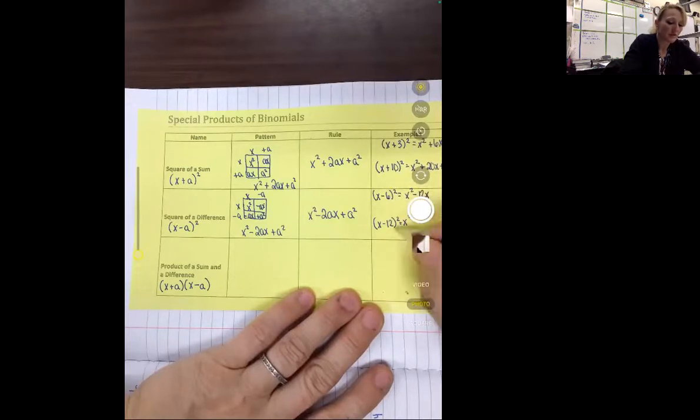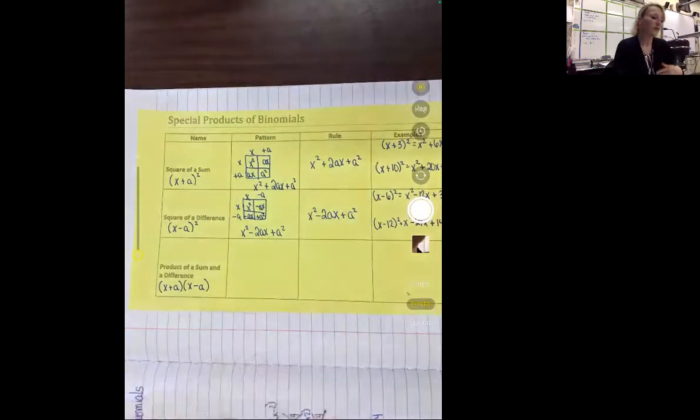Throw an x at the end. Whatever number this is times 2, which would be 24. Throw an x at the end, and then square the second term. So plus 36. This one would be plus 144. And it works that way every time.